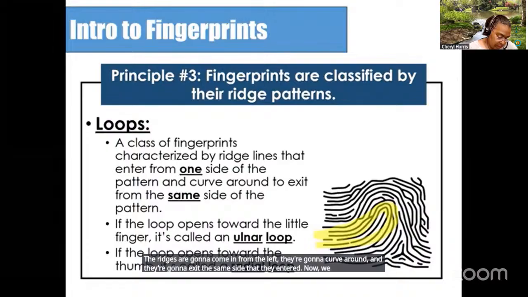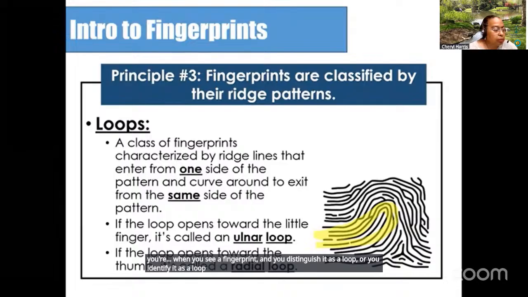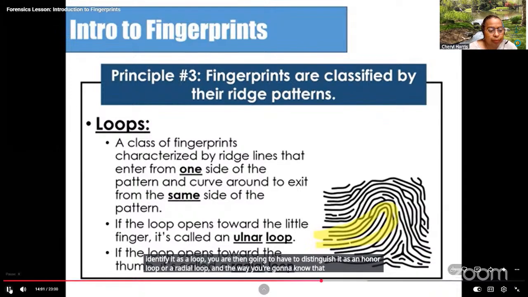Now, we can have loops that enter from the left or loops that enter from the right. So here's how we're going to distinguish between the two. If the loop opens towards the little finger, the pinky finger, we call it an ulnar loop. And if the loop opens towards the thumb, we call that a radial loop. Make sure that you're getting that down in your notes, because when you identify a fingerprint as a loop, you are then going to have to distinguish it as an ulnar loop or a radial loop. And the way you're going to know that is if the loop opens towards the little finger, it's called an ulnar loop, and if it opens towards the thumb, it's a radial loop.